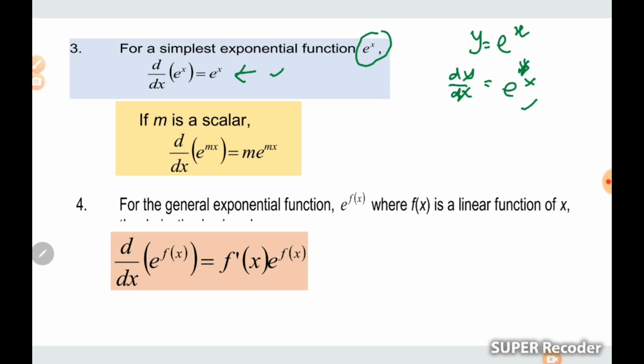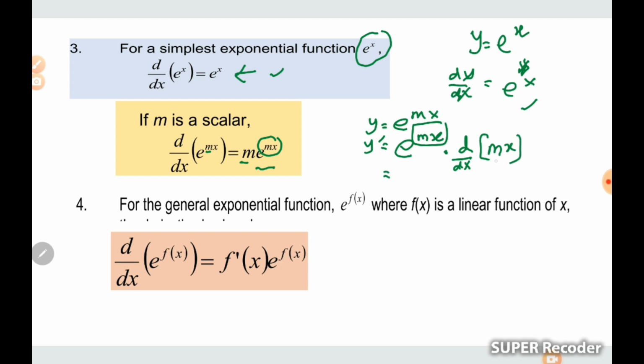What if we have a scalar m here? Differentiate e to the power of mx: you need to copy the function e to the power of mx, then don't forget to differentiate mx, which gives m. So bring m in front. I write it again: if y equals e to the power of mx, then y prime equals m times e to the power of mx.